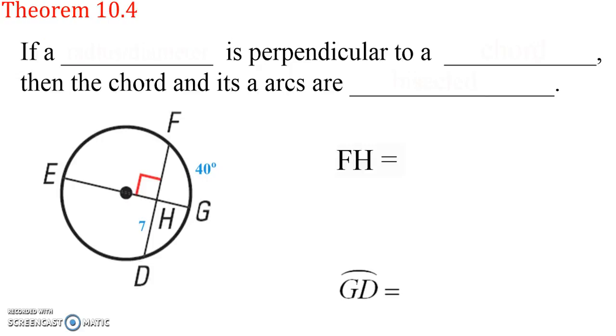The next theorem, which is 10.4, also combines theorem 10.5, and it says that if a radius or diameter is perpendicular to a chord, then the chord and its arcs are bisected. So if I look at this circle and I see that EG, which is the diameter, or from the center over, which is the radius, is perpendicular to chord FD, then HD and HF would be the same.